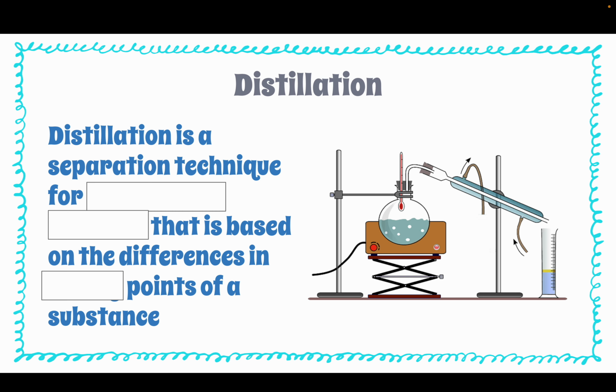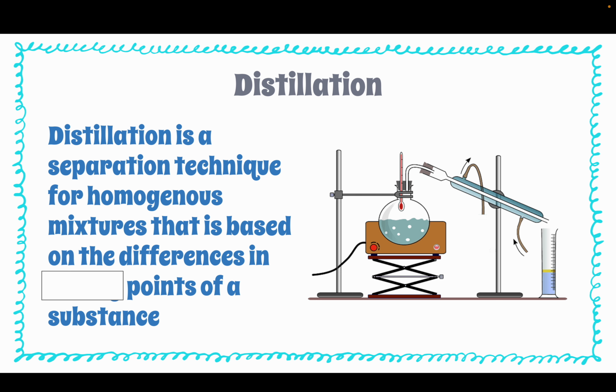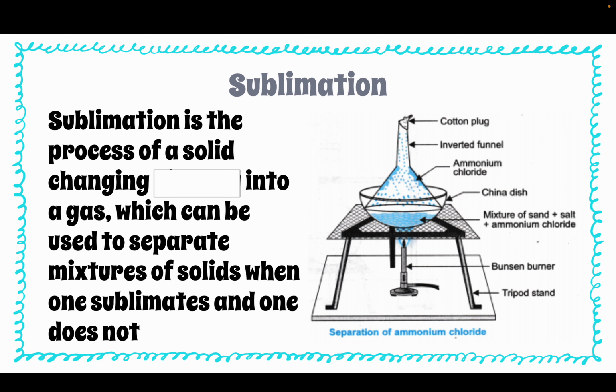Next, we can talk about distillation. Distillation is a separation technique for homogeneous mixtures. It's based on the differences in boiling points of a substance. You can also use something like sublimation. Sublimation is the process of a solid changing directly into a gas, which can be used to separate mixtures of solids when one substance sublimates and the other substance does not.